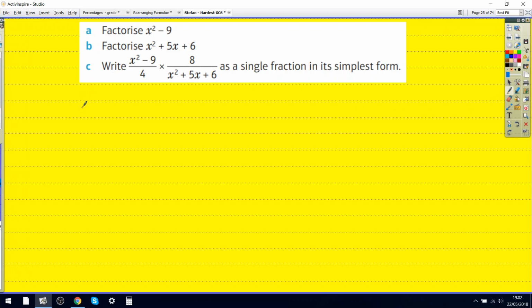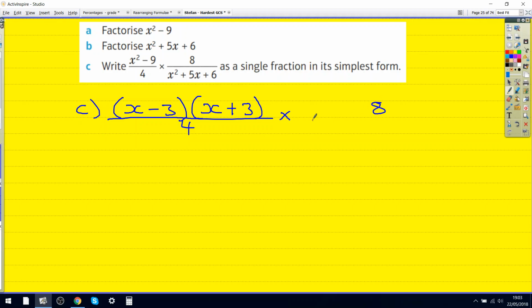I can because you just factorize the top one and the bottom one, right, for this. So you have x minus 3 squared in a bracket. Not quite, not x minus 3 squared. So you'll have two brackets. One is x minus 3, one x plus 3, sorry, yeah, because it's the difference of 2 squares. Okay, so that can be over 4 times 8 over, and then x squared plus 5x, so that'll be x, so x plus 3 and x plus 2.